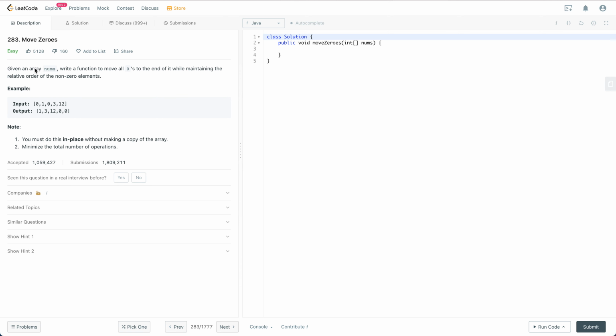So let's read through this problem. Move zeros. Given array nums, write a function to move all the zeros to the end of it while maintaining the relative order of the non-zero elements. So it is a pretty easy solution.